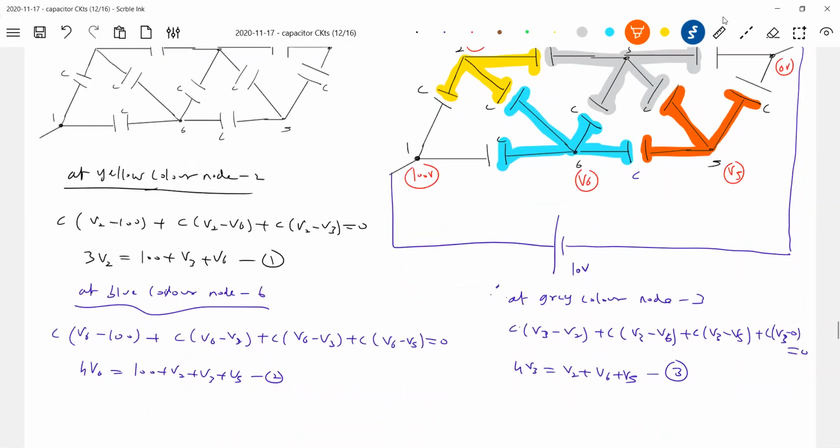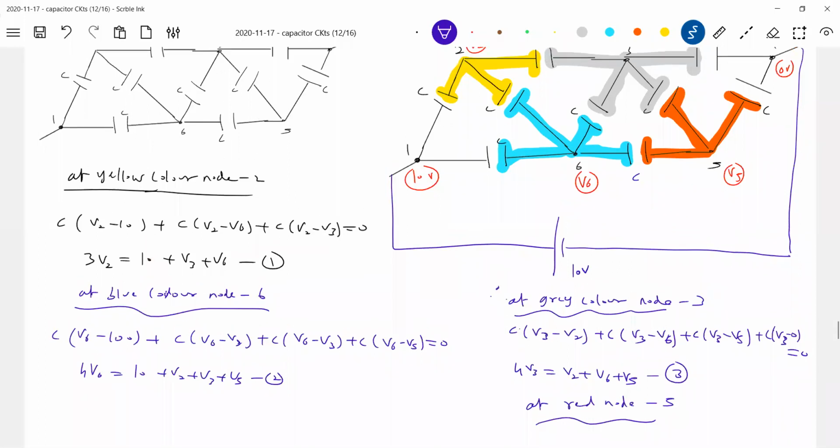At node 5. Oh, 10 volt? Okay, it should be 10, I think. I'll change it. Yeah, thank you. It should be 10, 10 everywhere. Yeah. Okay, now red color node.